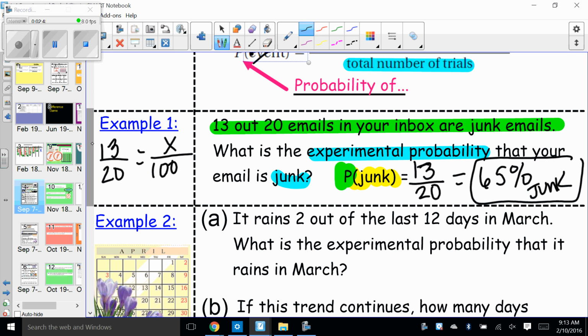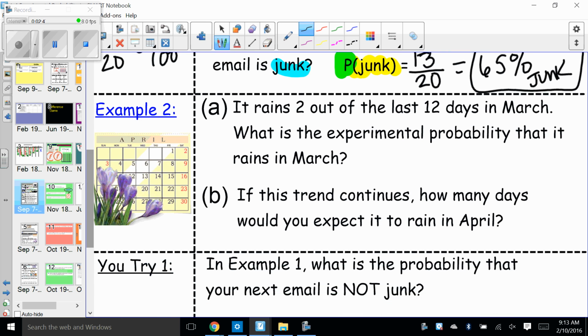All right, so we're going to go ahead and move on to example 2. In example 2, part A, it says it rains 2 out of the last 12 days in March. What's the probability that it rains in March? So based on the experiment, what's the probability of rain? That's the event's name. How many times did it rain? Well, it'd be 2 out of how many total times? 12. There's our fraction, 2 out of 12 based on the experiment.